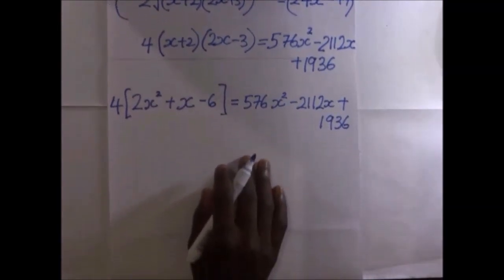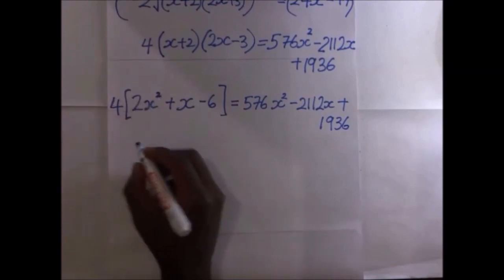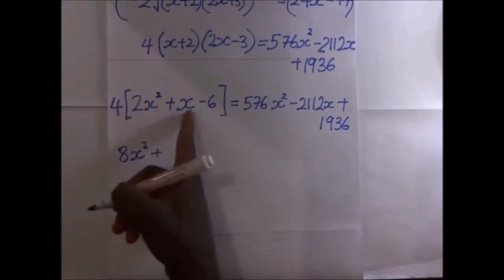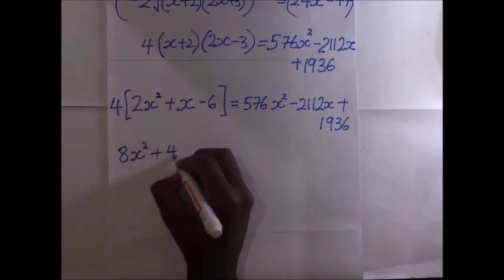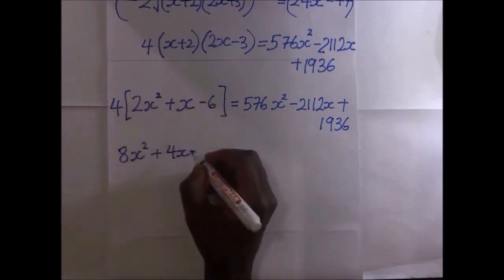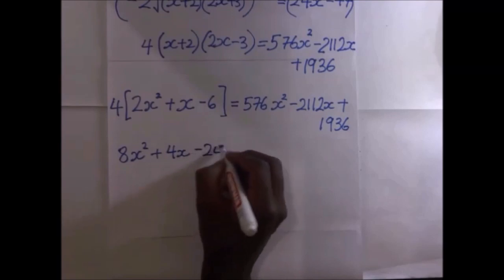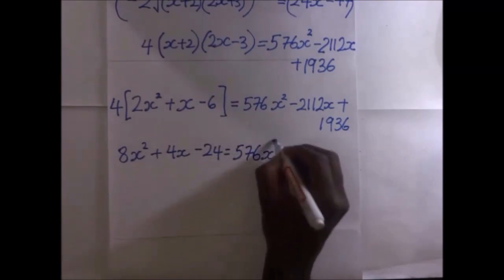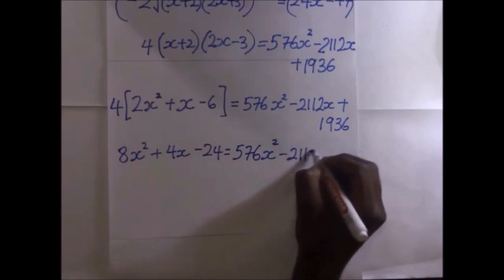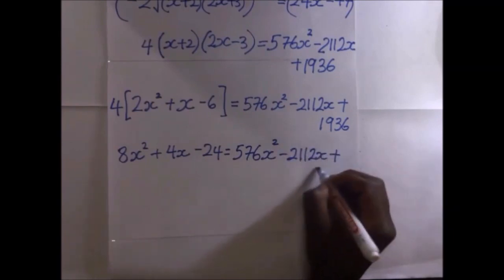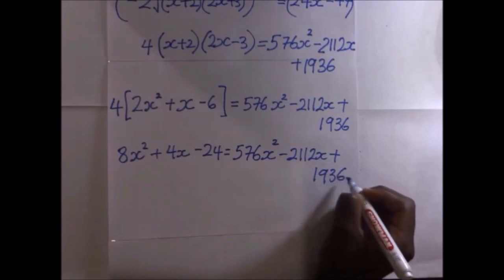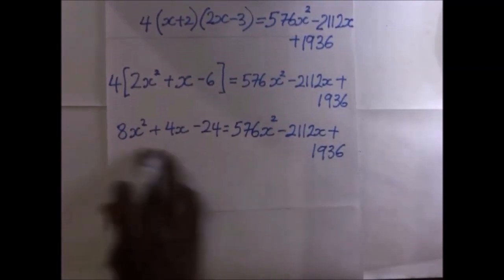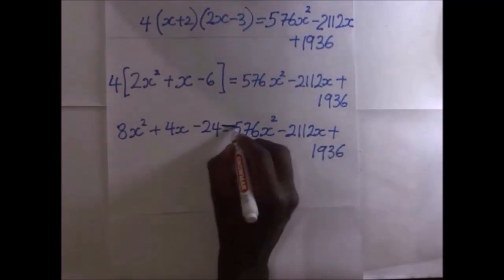1936. So when we open brackets, 4 times 2 is going to give us 8x squared, plus 4 times x, that is going to give us 4x. 4 times negative 6 is going to give us minus 24. Should be equal to 576x squared minus 2112x plus 1936. So we formulate one quadratic equation from all this.